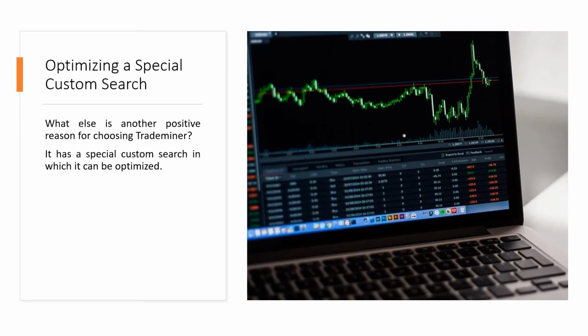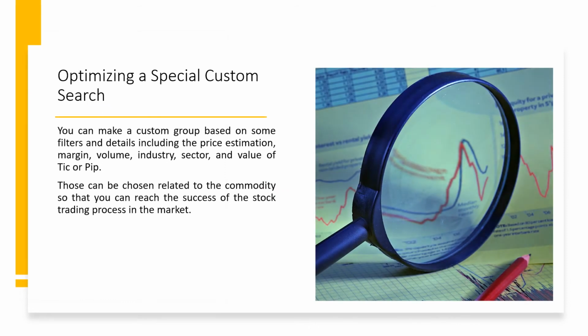Optimizing a special custom search. What else is another positive reason for choosing Trademiner? It has a special custom search in which it can be optimized. You can make a custom group based on some filters and details including the price estimation, margin, volume, industry, sector, and value of tick or pip. Those can be chosen related to the commodity, so that you can reach the success of the stock trading process in the market.